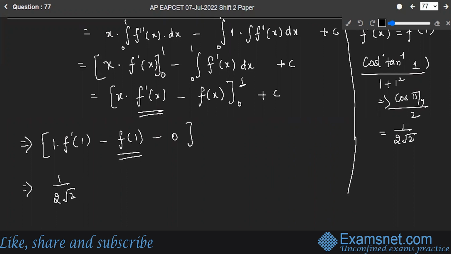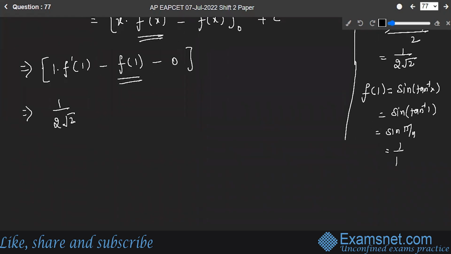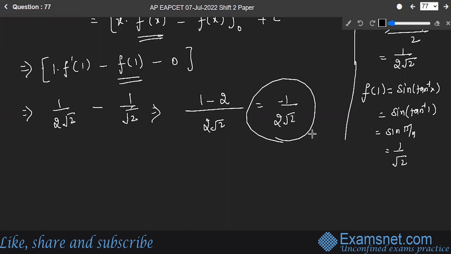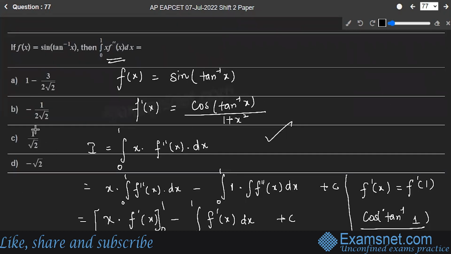Also, you have to find out F1. F1 is given by sine of tan inverse x. So sine of tan inverse 1, which will be sine pi by 4, equal to 1 by root 2. So we have 1 by 2 root 2 minus 1 by root 2. Now 2 root 2 will be the LCM, giving 1 minus 2. So minus 1 upon 2 root 2 will be the answer to the question. Let's check with the options. Okay, yeah, option B. This is the answer to our question.